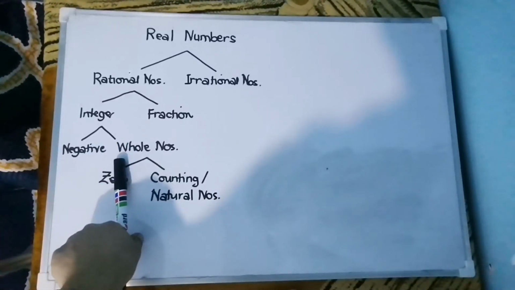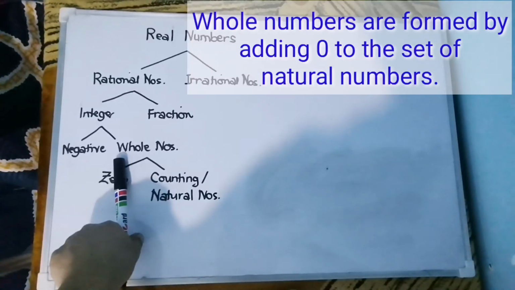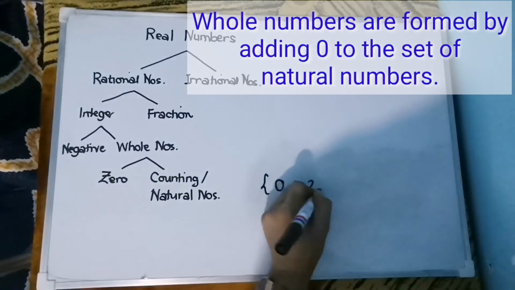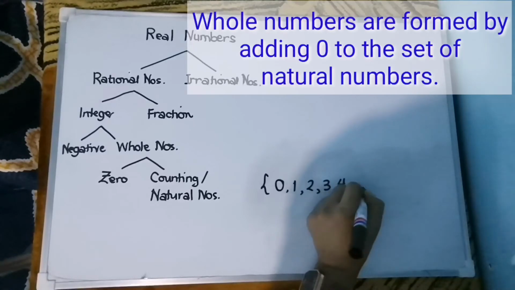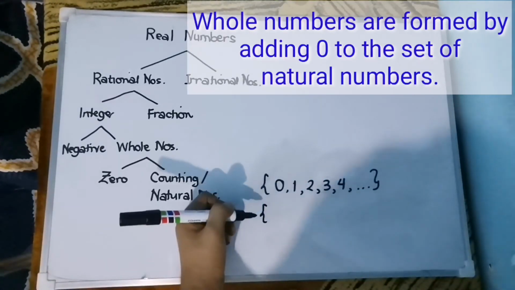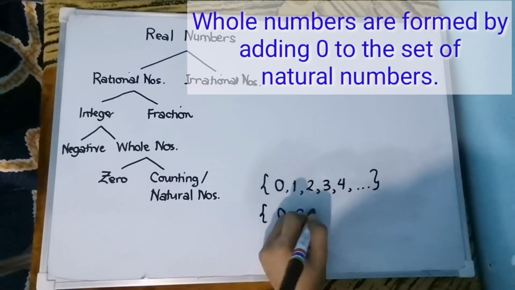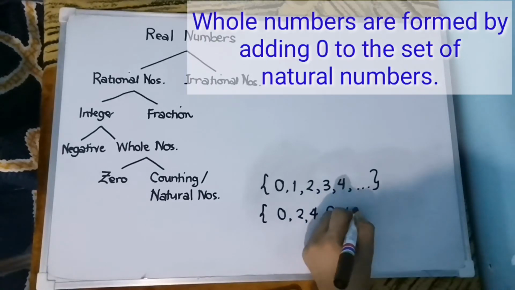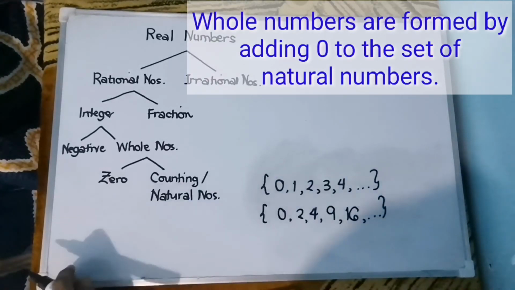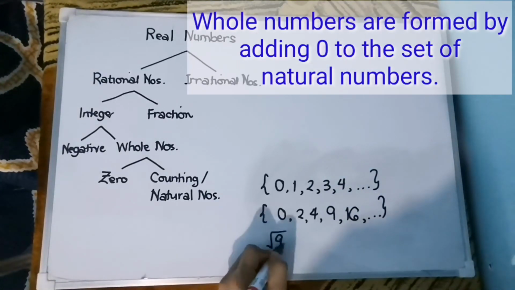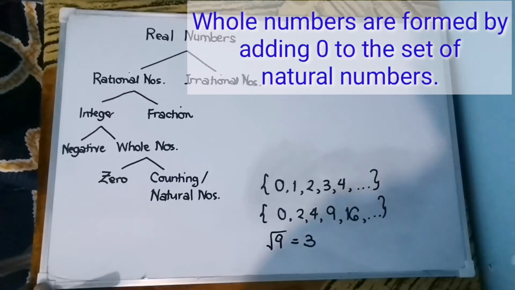So, when we say whole numbers, they are formed by adding 0 to the set of natural numbers. For example, you have here 0, 1, 2, 3, 4, and so on. So these are whole numbers. What else? For example, we have here 0, 2, 4, 9, 16, and so on. So these are whole numbers. So square root of 9, that gives us a whole number. Okay, so that is a whole number.